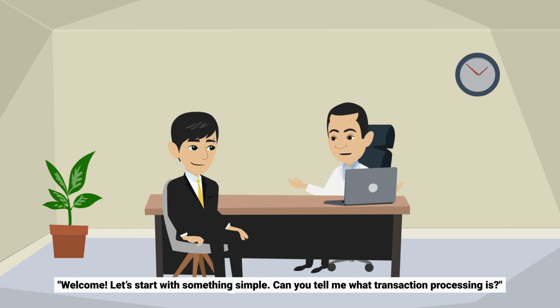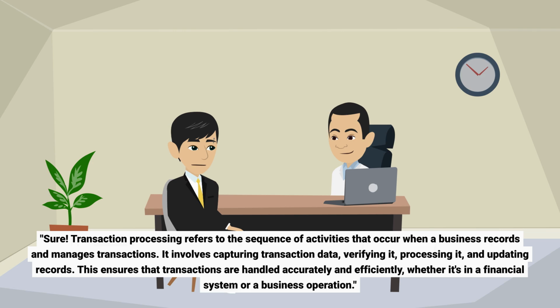Can you tell me what transaction processing is? Sure. Transaction processing refers to the sequence of activities that occur when a business records and manages transactions. It involves capturing transaction data, verifying it, processing it, and updating records. This ensures that transactions are handled accurately and efficiently, whether it's in a financial system or a business operation.